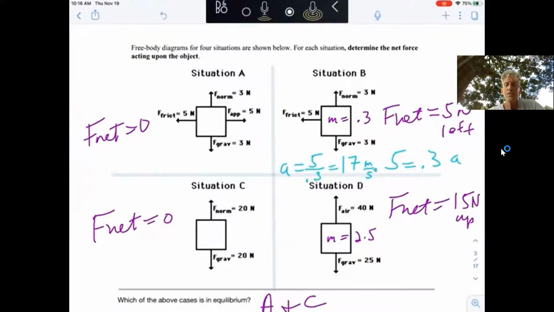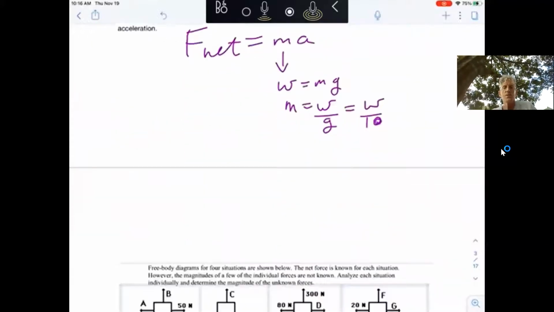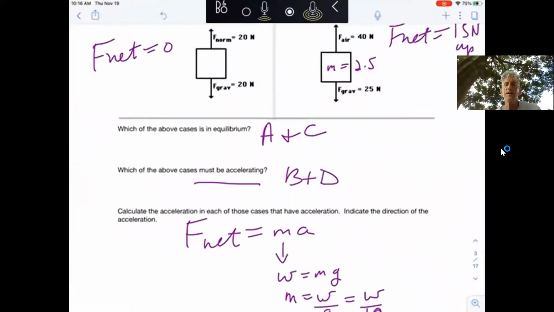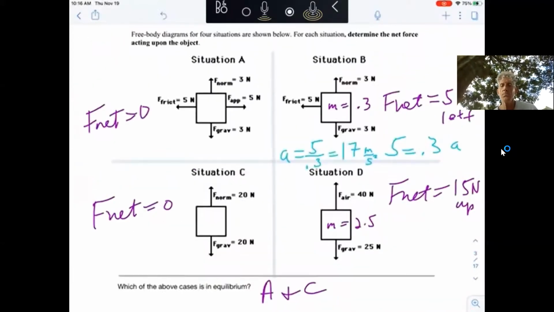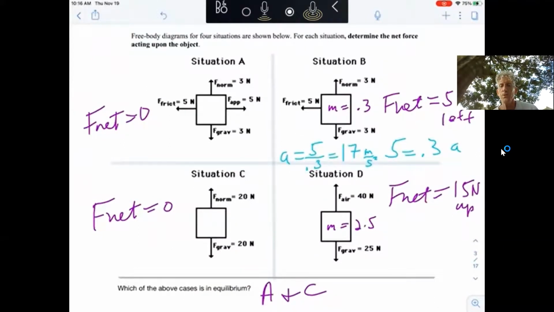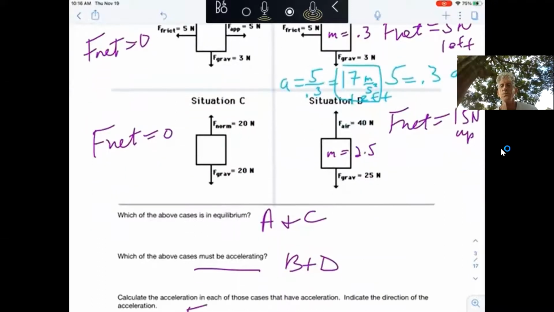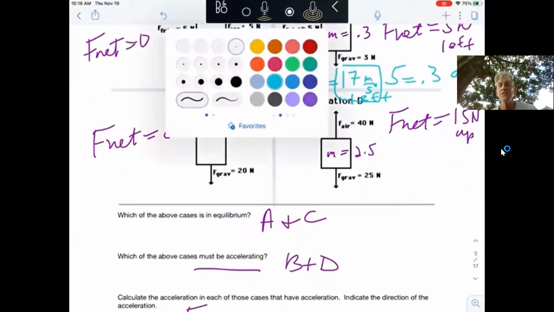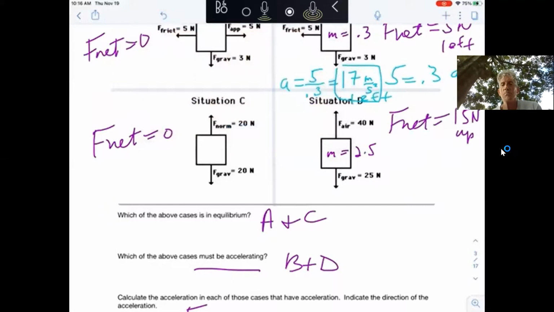Okay, do the same thing for the next problem. F net equals ma again. F net is 15 going up. The mass would be 2.5, so 15 equals 2.5 times a. Up there, you need to put the direction, because acceleration is a vector, if I ask you to.